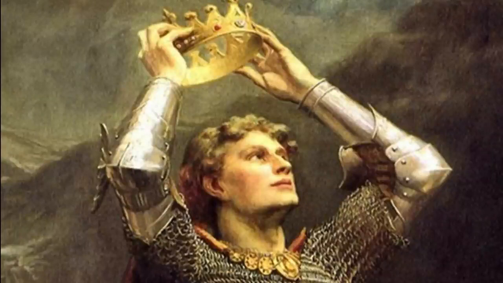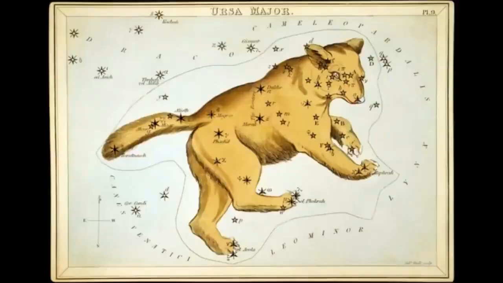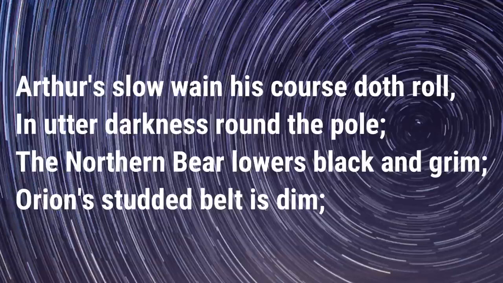Through Celtic mythology, King Arthur became associated with the northern constellation, the Great Bear, otherwise known as Ursa Major. By Sir Walter Scott's day, King Arthur had become firmly associated with the Pole Star, or Polaris. In his 1805 work, Lay of the Last Minstrel, he states, "Arthur's slow wane his course doth roll, in utter darkness round the pole. The northern bear lowers black and grim, Orion's studded belt is dim." The symbolism speaks louder than the corrupted history.